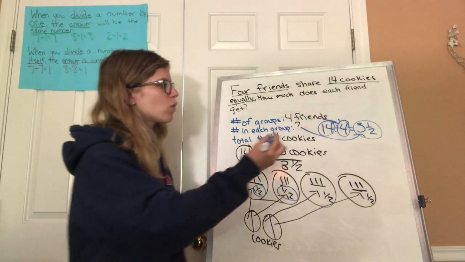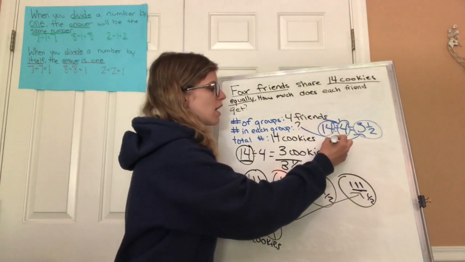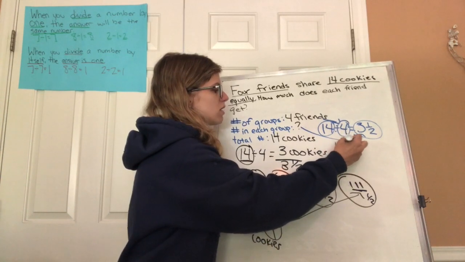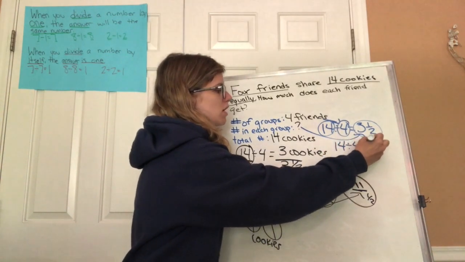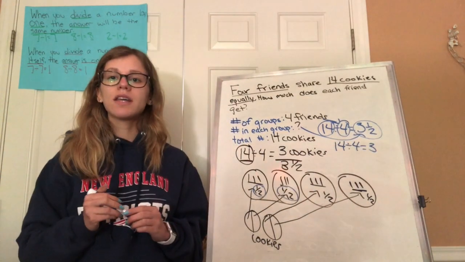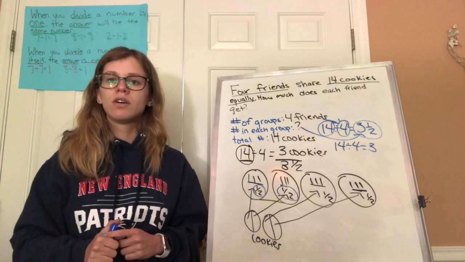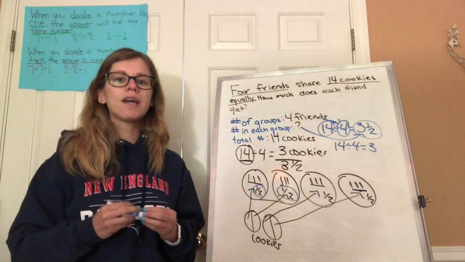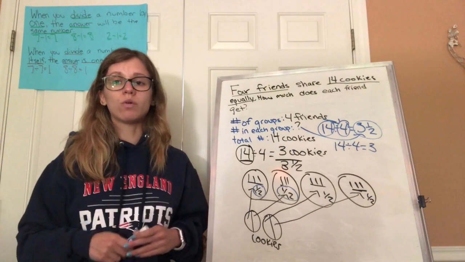Let's think about this in a different way. So we said that 14 divided by 4 is 3.5. Can I also say 14 divided by 4 is equal to 3? Is that a true statement? Pause me, talk with somebody at home. Can I also say 14 divided by 4 is equal to 3?